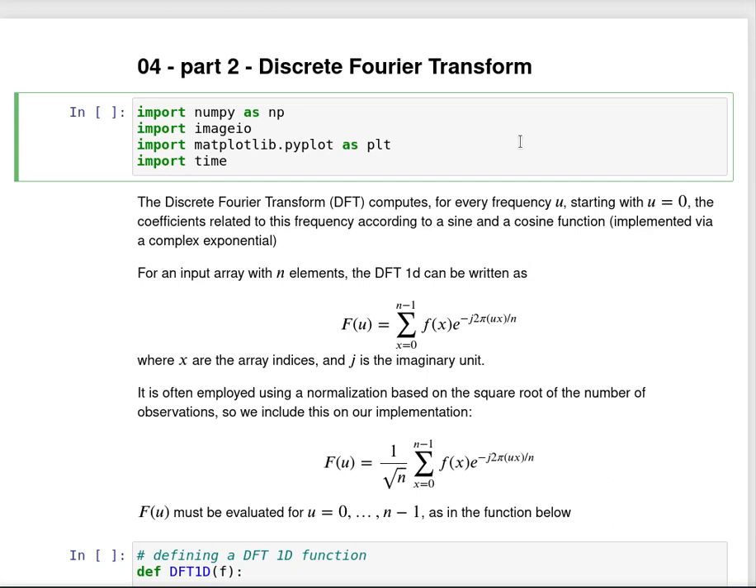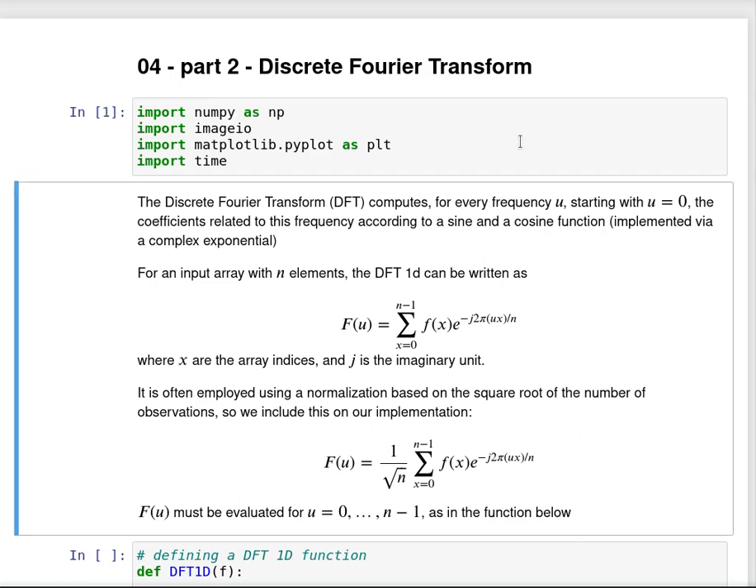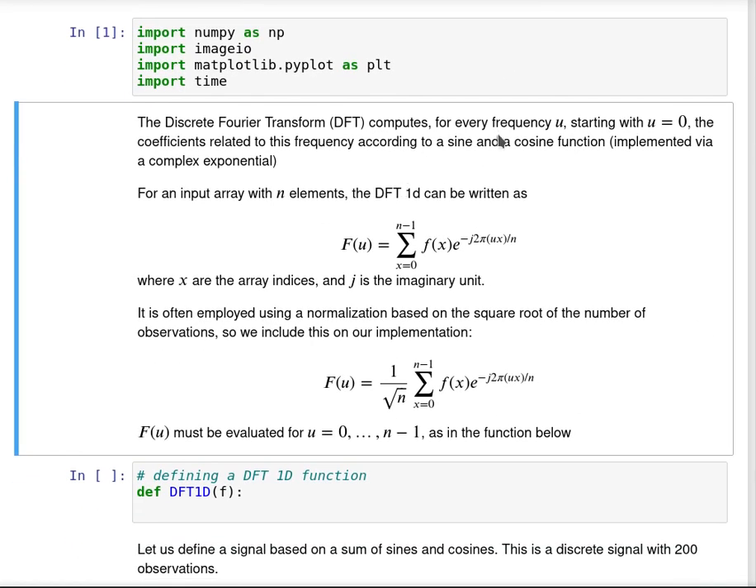In this second part, I'm going to show you the complete definition of the discrete Fourier transform in 1D and how we can use that to analyze signals. So the discrete Fourier transform computes for every frequency u, and now I'm changing here, I'm just using a variable u, starting with u equal to 0, and then for other higher frequencies. And for every one of those, it is computing the coefficient related to this frequency according to a sine and a cosine function that are implemented using a complex exponential.